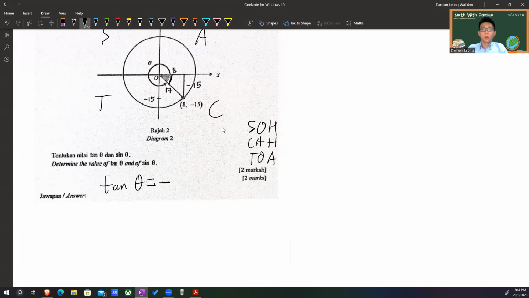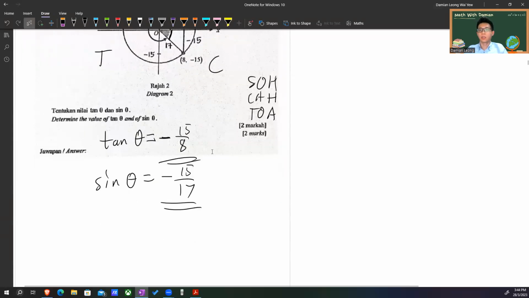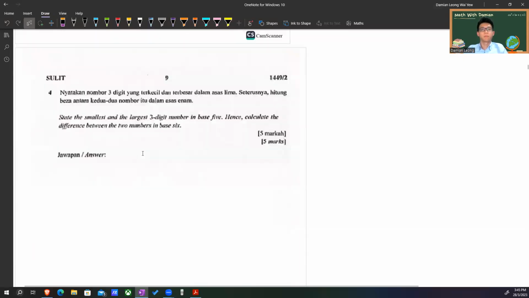So from here, opposite over adjacent. So opposite 15 over adjacent 8. So negative 15 over 8. Sine theta, sine also negative here. Sine is opposite over hypotenuse. So 15 over 17, so negative 15 over 17. That's it. Just using SOHCAHTOA, find the value of sine theta and tangent theta.